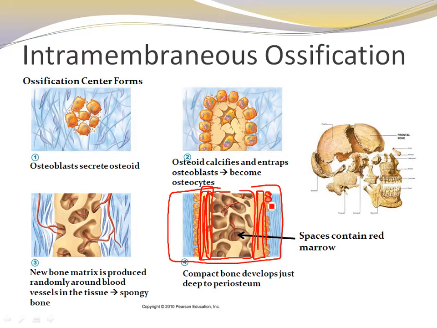And then you have some cells, some osteoblasts, that continue to hang out there on the edges. And this blue tissue that you see on either side, that's the periosteum, the connective tissue coverings of these flat bones.